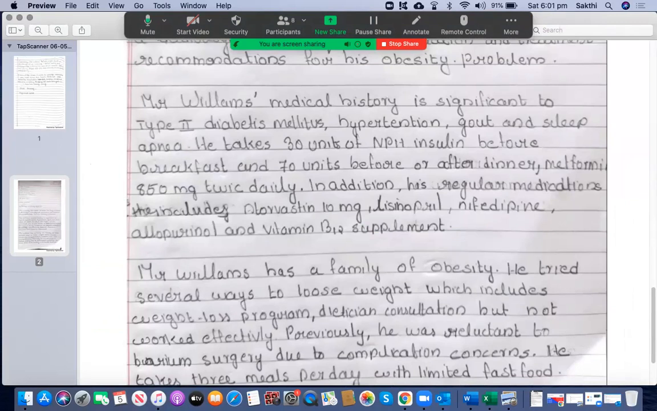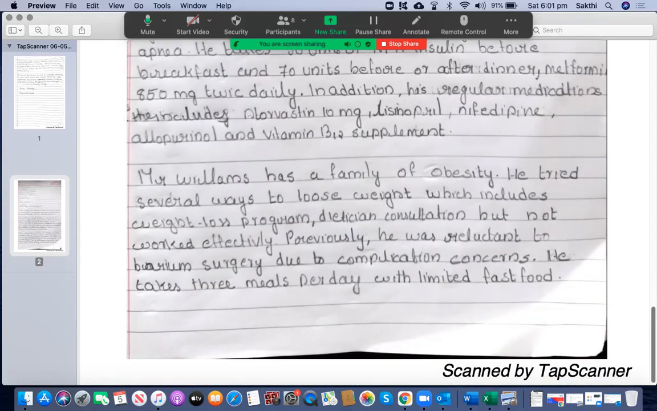All right. Include this one. Let's print. Okay, these are the medications, right? Vitamin B12 supplement. Yeah, that's okay. That's all right. Let's go to the next one.